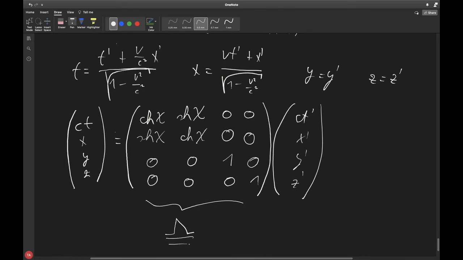So this is the Lorentz matrix. Usually we also put a 2 underscore to show that this is a matrix. And now it's a matrix depending on the chi parameter.